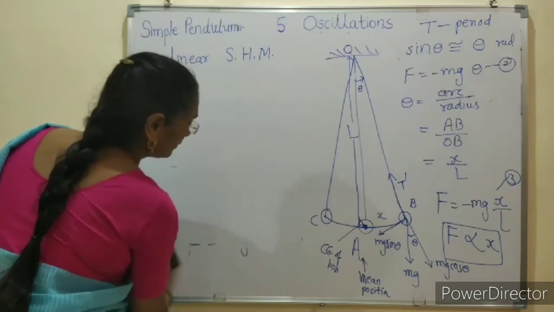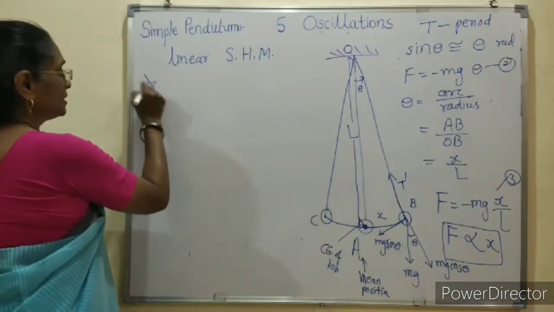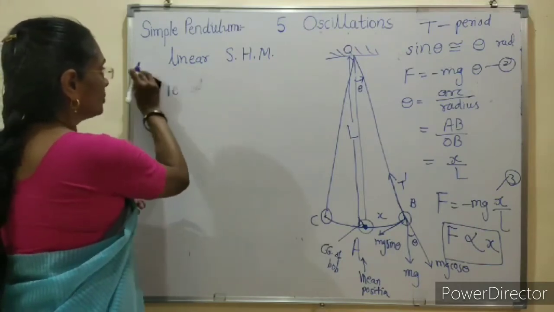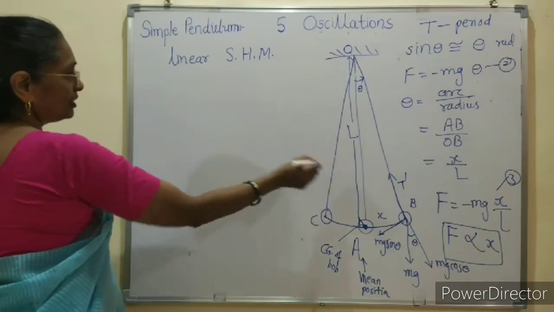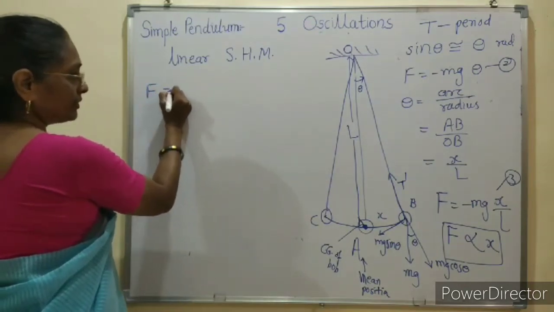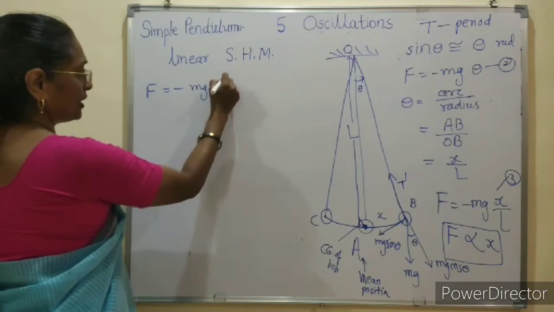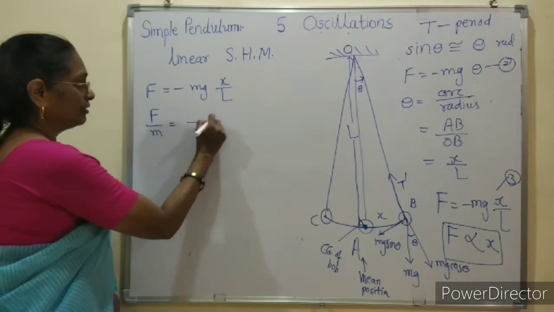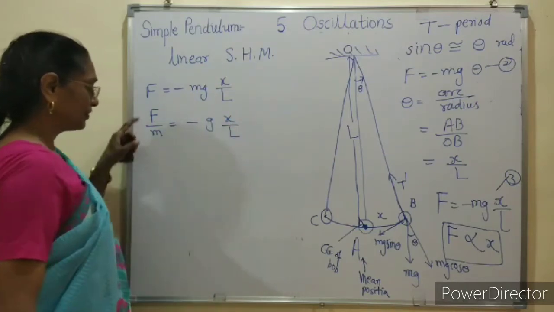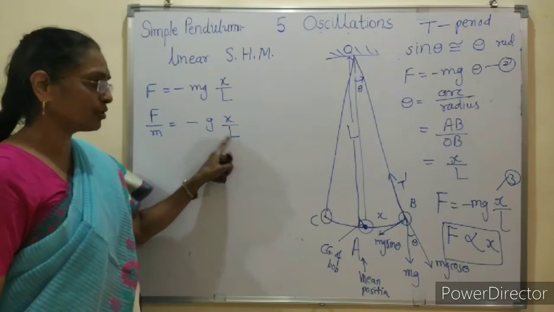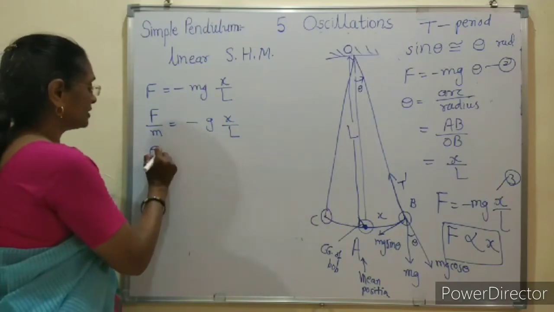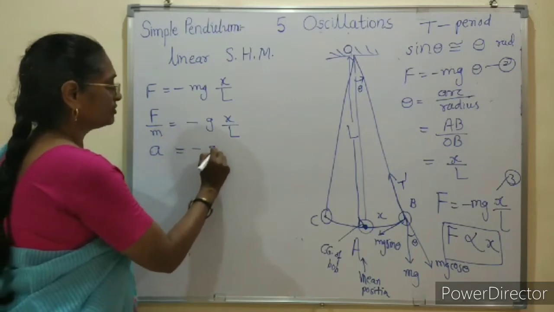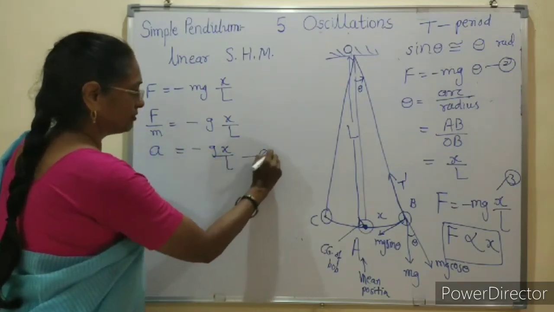So now from this expression we turn to the next point, which is period of simple pendulum. Before going to that, again we take one modification in this equation. Consider the equation F is equal to minus mg into x upon L. If we write F upon m, F upon m is equal to minus gx upon L. F upon m is a, means acceleration of the bob is minus gx upon L. This is equation number 4.